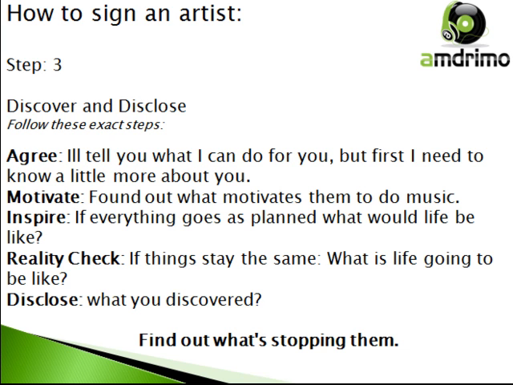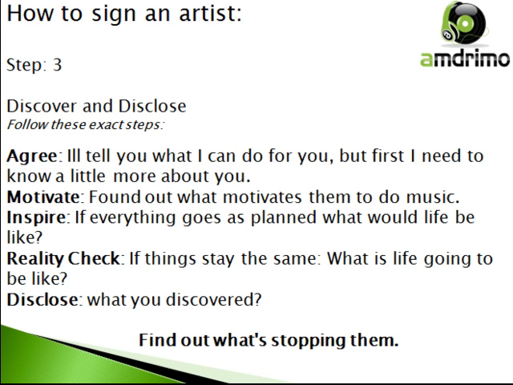So we have 4 steps. We have agree, motivate, inspire, and then what we call the reality check. After that, we then disclose. But remember that the number one thing is to agree, motivate, inspire, and then the reality check. Once that happens, then the disclosure part, the signing part, becomes the easiest part. But these first 4 steps are the most important. So follow these steps exactly. Let's go right into the details.